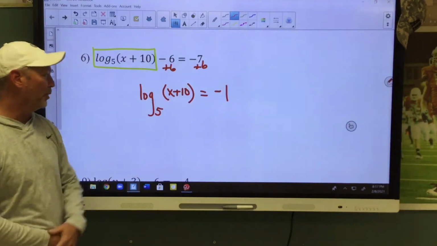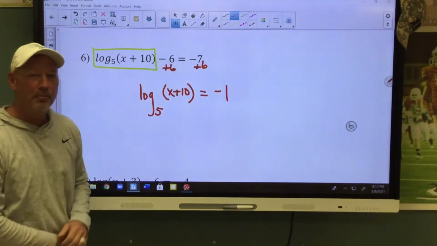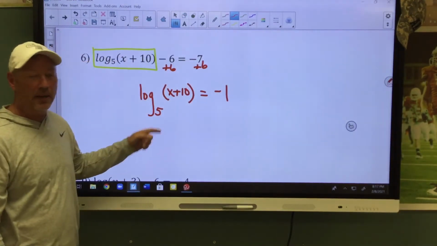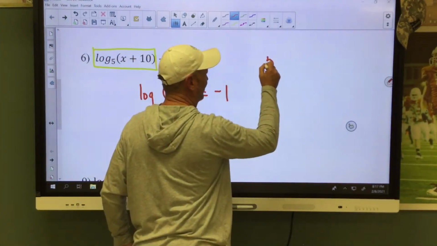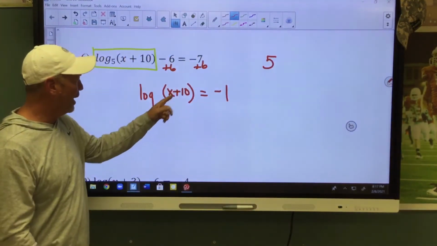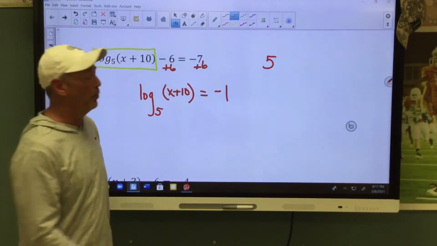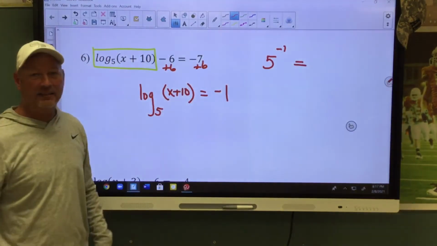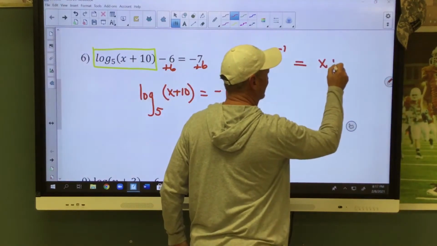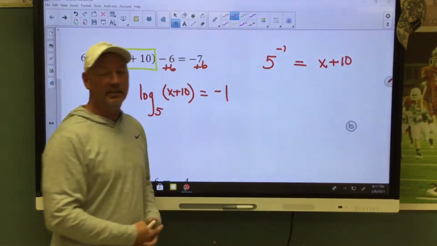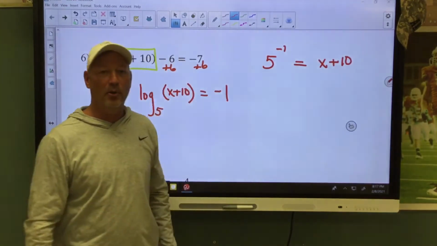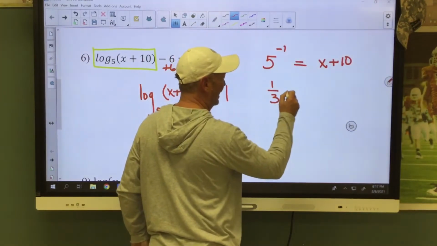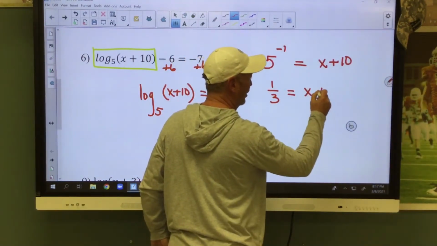All right, so now on this problem, we're getting ready. We've got the log portion by itself, so we're going to convert this to exponential form. My base will stay a base. This is going to be 5. But now, instead of paired with the parentheses, we're going to be pairing it with the -1. So this is going to be 5 to the -1 equals x plus 10. In this case, negative exponent, we're going to push it to the bottom. This is going to turn into 1/5 equals x plus 10.